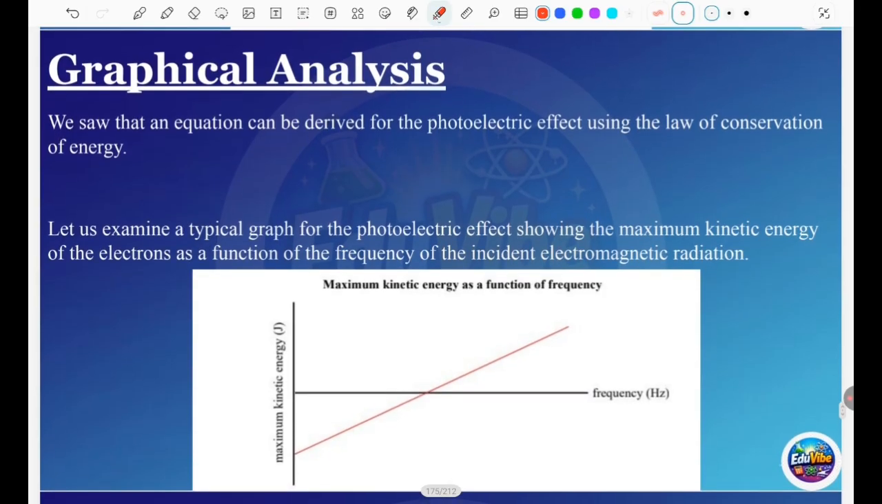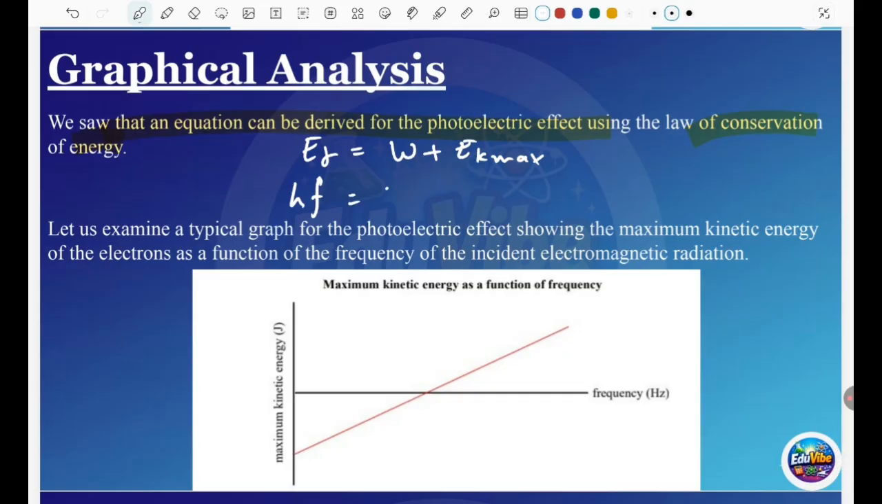We have two graphs. This is the first graph. We saw the equation that we derived for the photoelectric effect using the law of conservation of energy. That formula is E photon equals W plus EK max. If we rewrite and expand this, E photon is equal to h times frequency, which is Planck's equation, and that is equal to W plus EK max.